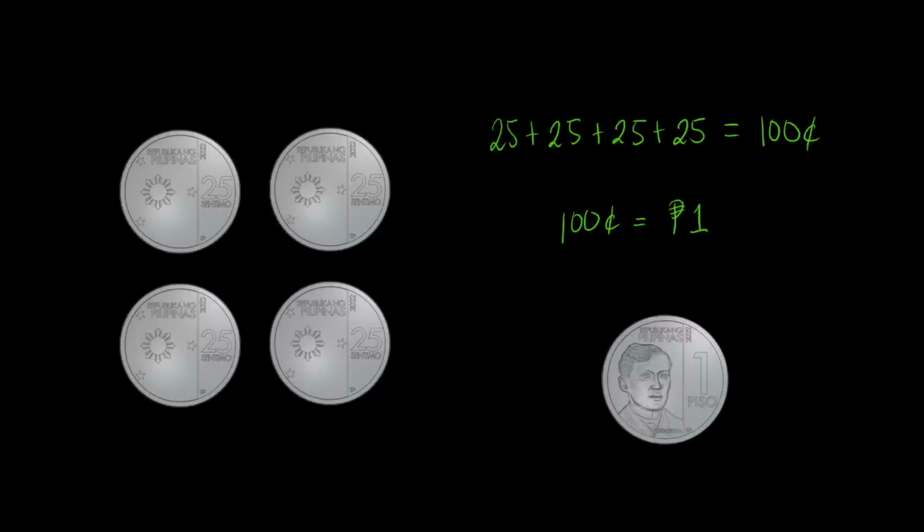What if we have different centavo coins and we want to combine them and then identify the total amount we have in all? Let's have an example. This time, there are 25 centavo coins and 5 centavo coins. We want to get the value of these coins. Let's look at how many 25 centavos we have. We have two 25 centavos. And how many 5 centavos do we have? We have 3.